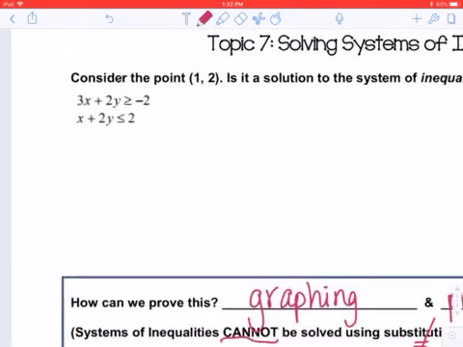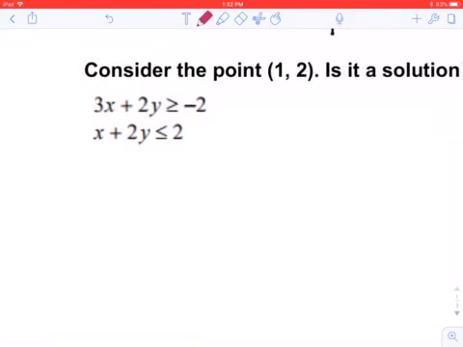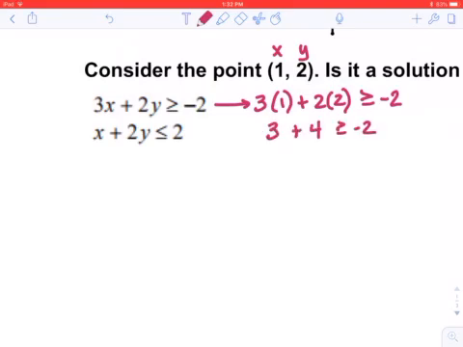So let's start by plugging in points up here. In other words, a point. They've given us (1, 2), which means my x is 1 and my y is 2. So let's start just by plugging in to see if this works for the inequalities. In other words, if it makes the inequalities true. So 3x, which would really be 3 times 1, plus 2y, so 2 times 2, is supposed to be greater than or equal to negative 2. So we'll see if this works. So that'd be 3 plus 4. So 7 is greater than or equal to negative 2. Well, yes, that is true. 7 is greater than or equal to negative 2. So far the point does work. It's a solution to the first inequality.